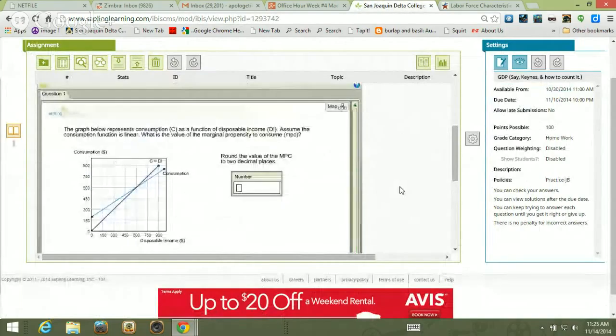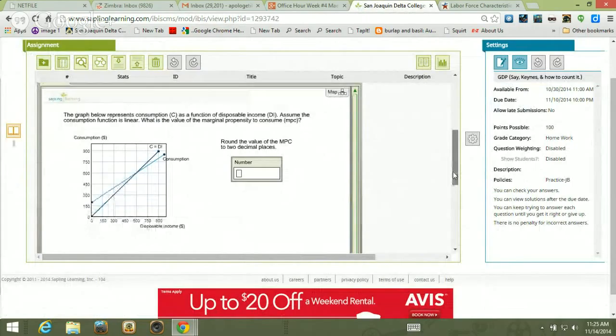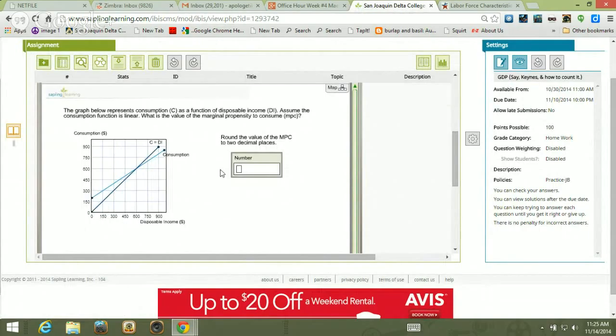Okay, so the graph below represents consumption C as a function of disposable income. Assume the consumption function is linear. What's the value of the marginal propensity to consume? All you have to do to calculate this is to pick 2 points and do the point slope formula, calculate the rate of slope of the line, because the slope of the curve is what's marginal propensity to consume.